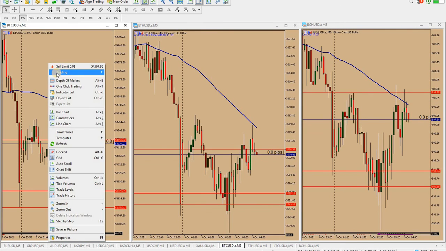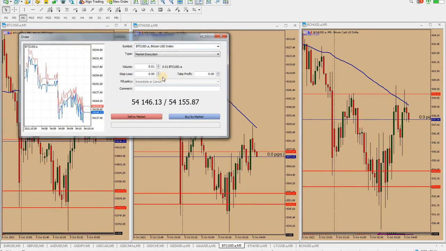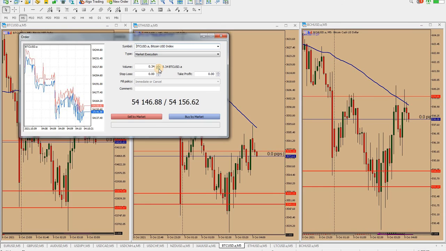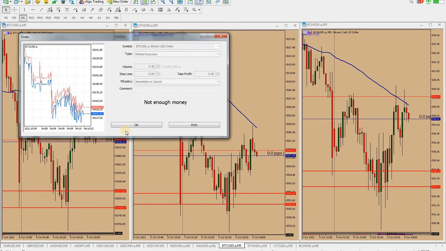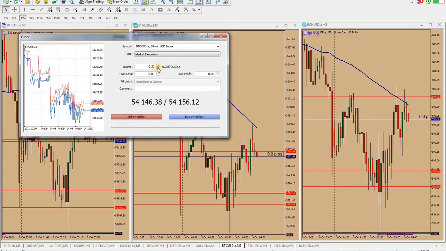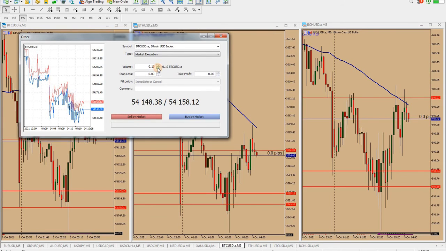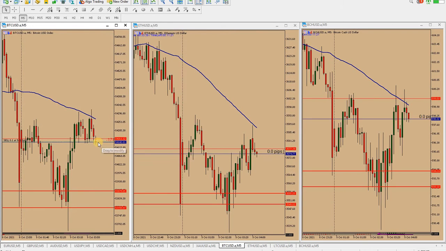Okay guys, for Bitcoin I have permission to sell. I'm going to put a lot size of maybe 3. I should do this before. Okay, I sell it. I don't have enough money. Okay, we just put maybe 10 lots, sell it.